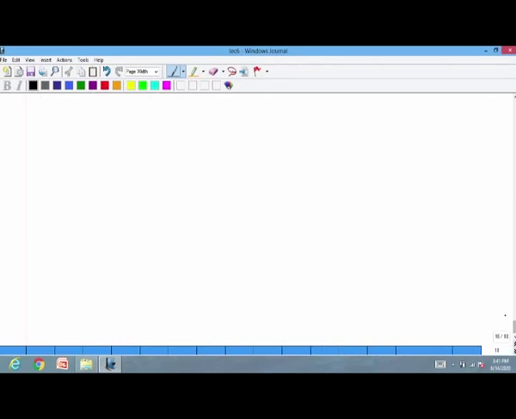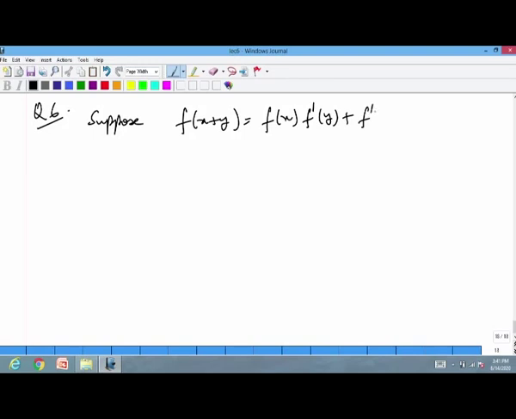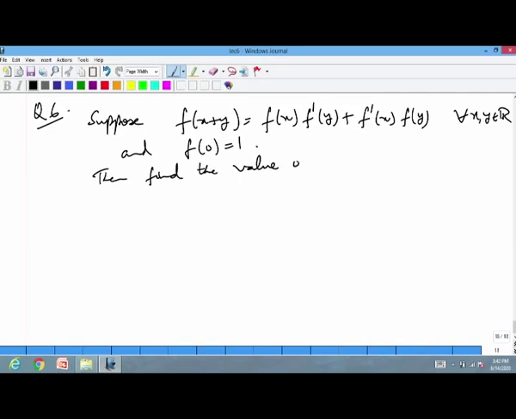Okay, let us move to question number 6. Suppose we are given f of x plus y is equal to f(x) times f prime(y) plus f prime(x) times f(y) for all x, y in R, and f at 0 is equal to 1, then find the value of log f of 4.